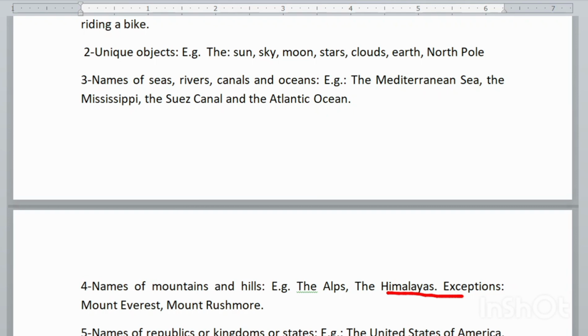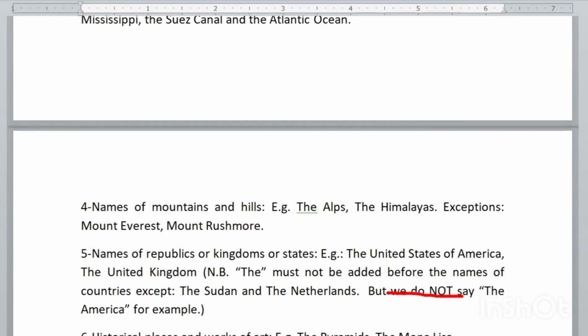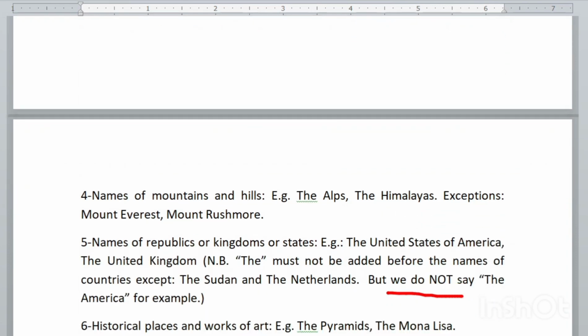Okay. Next rule is names of republics, kingdoms or states. The is used with names of republics and kingdoms. For example, we have some common examples. The United States. We say the United States. We don't say a United State or an United State. We say the United States. This is a kingdom, this is a state. States. Okay, these are states. The United Kingdom. We use the before United Kingdom.